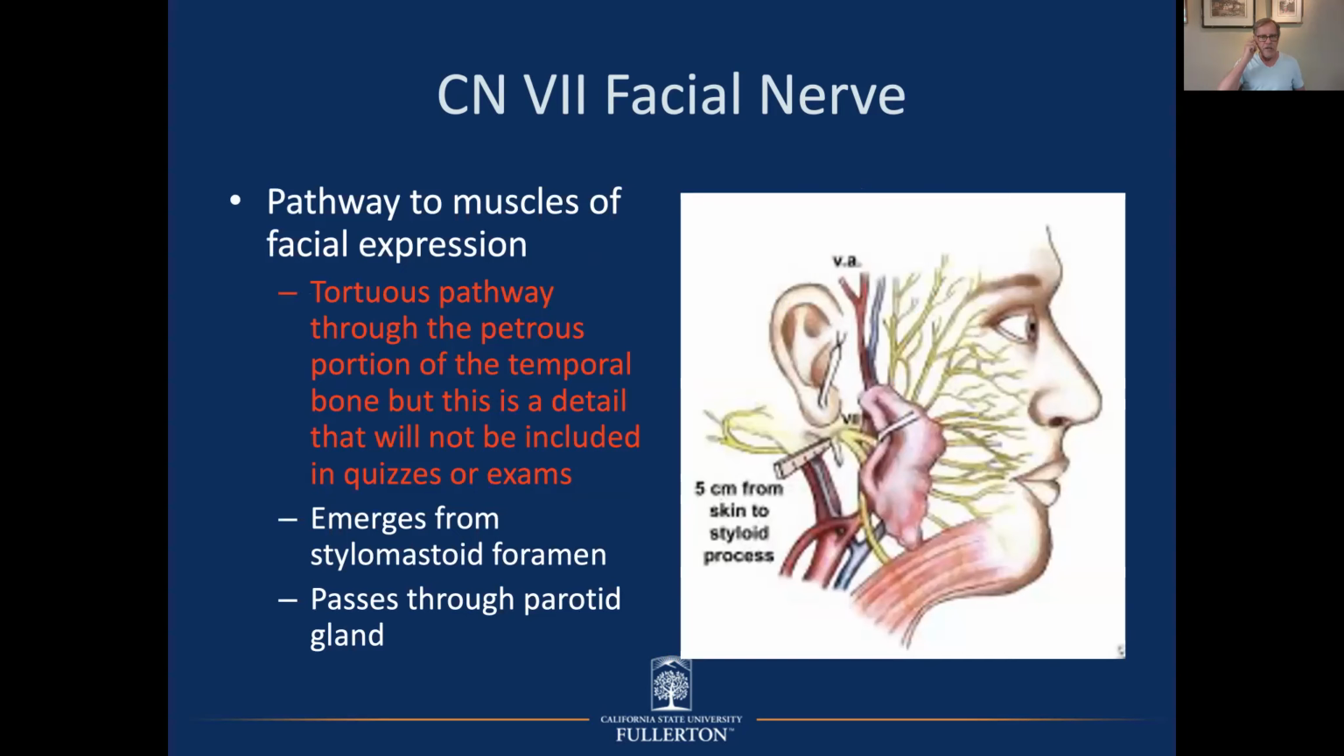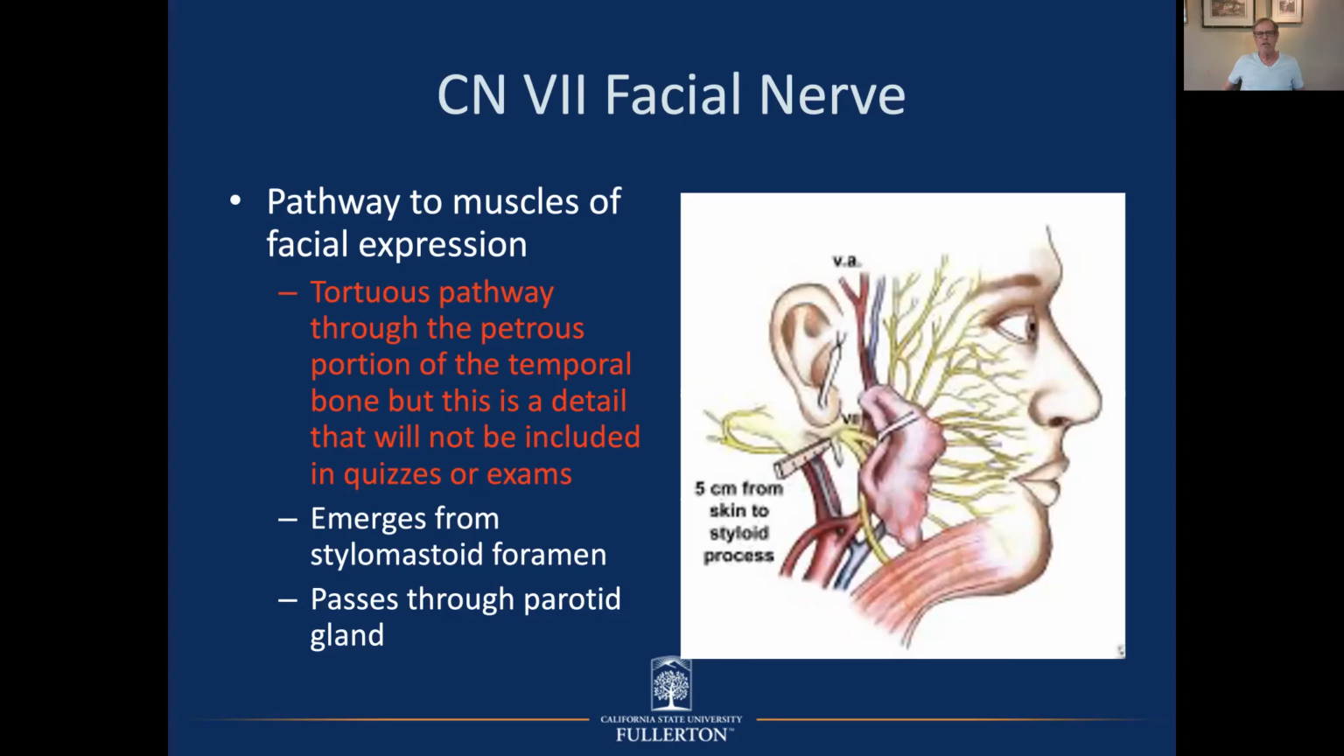This is an illustration of the pathway to the muscles of facial expression. And I put this part in red. I do believe it's in your book, but there's what I would refer to as a tortuous pathway through the petrous portion of the temporal bone for this nerve. It's not detailed, and I'm not going to put it in the quiz. Basically, I don't care about that pathway.